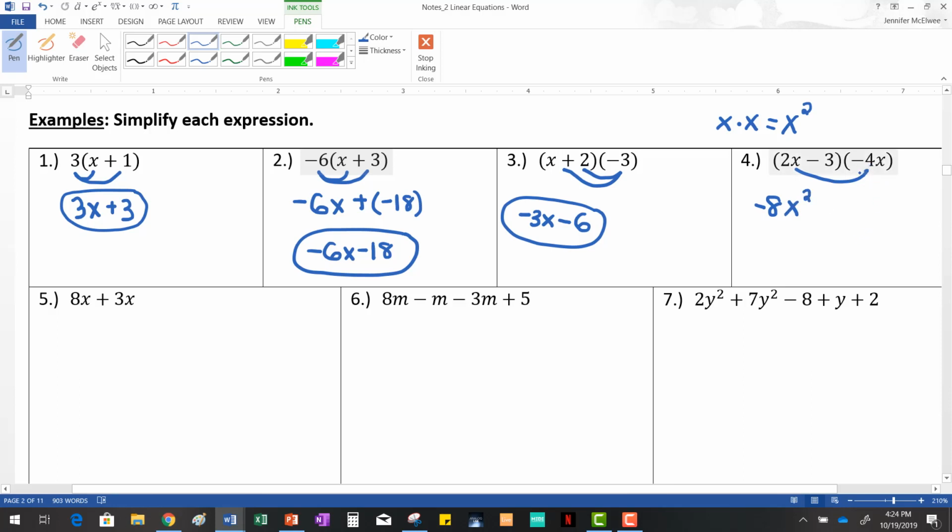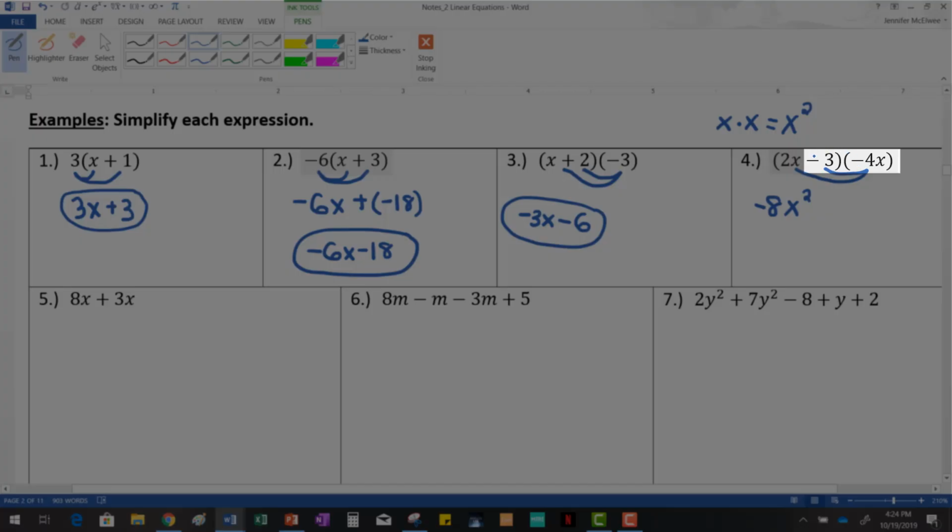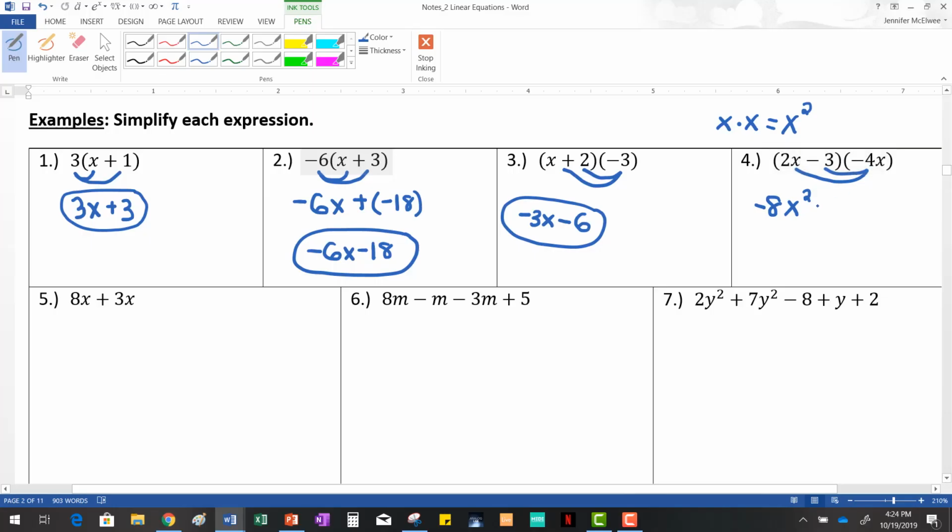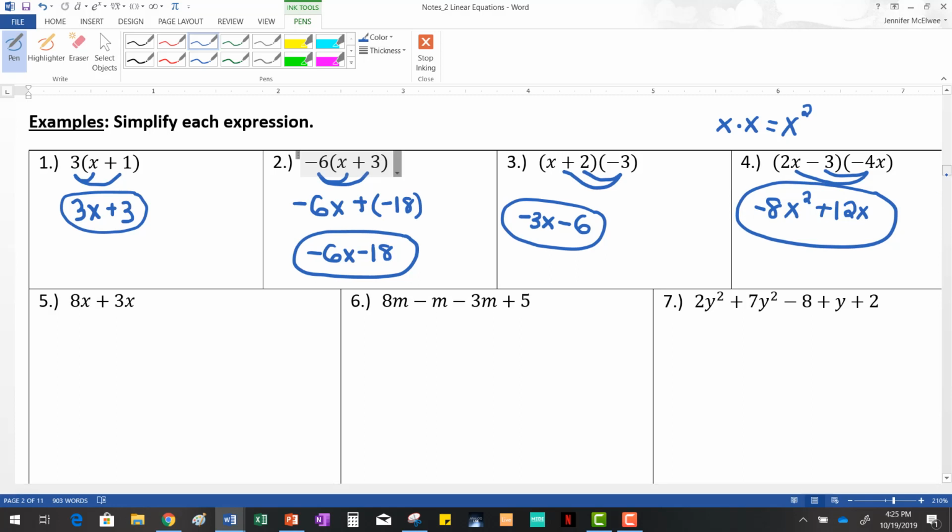Finally, I distribute to the second term. So this is a minus 3 times a negative 4x. As stated earlier, I'm going to think of this as a negative 3 times a negative 4x, and a negative times a negative gives me a positive. So 3 times 4x will give me 12x. I'm finished because there are no like terms to combine. So this whole first row of problems is just to demonstrate the distributive property. Our second row demonstrates combining like terms.